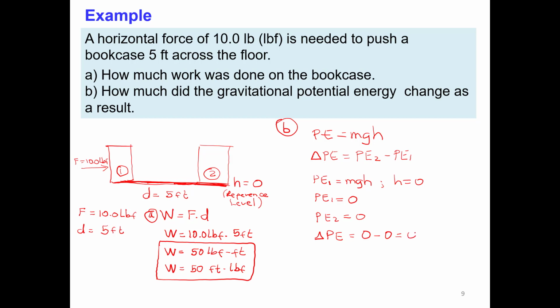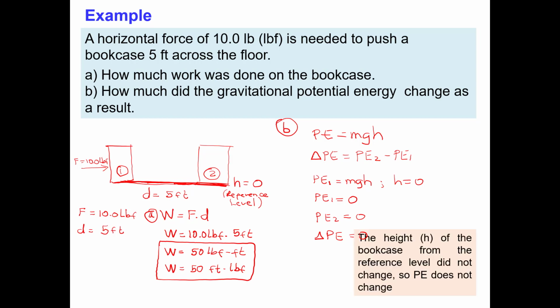Let me write it like that. There is no change in potential energy. Let's write here just 0. In this case, there is no change in potential energy because there is no change in height. If the height of the bookcase from the reference level did not change, the potential energy doesn't change. This is why here the change in potential energy equals 0. Let me write this one.